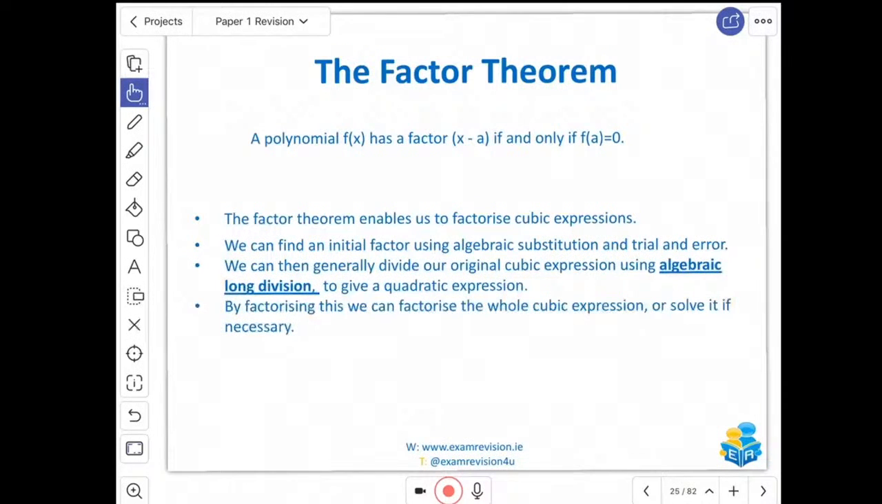So the next thing I want to talk to you about is your factor theorem. This is absolutely essential for the Leaving Cert course. We've already actually looked at it with quadratics, and you've done it in your Junior Cert. You would have learned all this information for your Junior Cert. It's just putting a bit more of a formal slant on it.